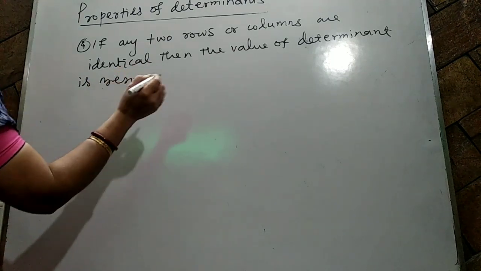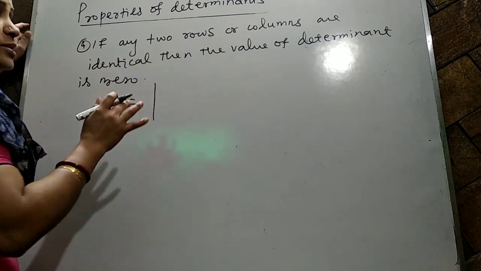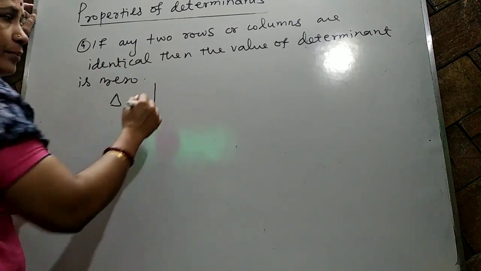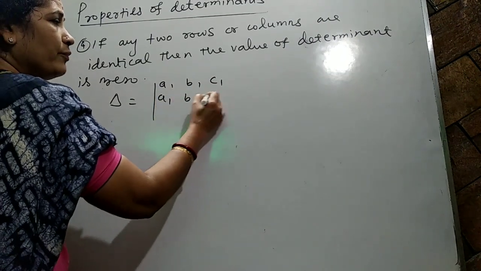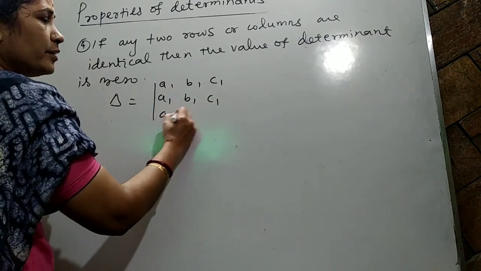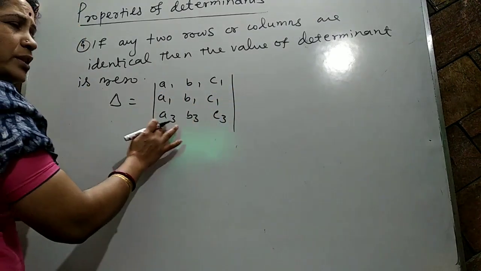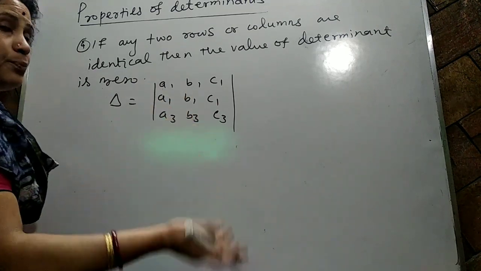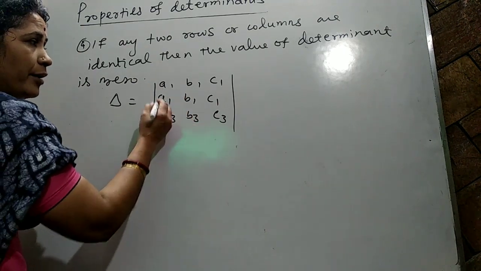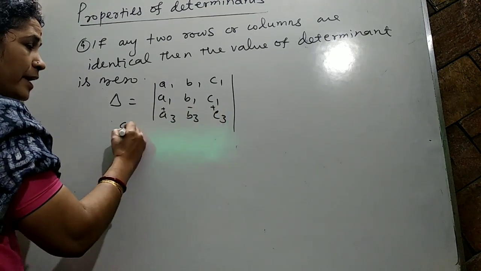Now let me prove it. Delta equal to, I'm taking delta. If any two rows or columns are identical, matlab same. See A1, B1, C1. I'm taking again A1, B1, C1. And this is A3, B3, C3. Now open this determinant with the help of R3, you will get the answer easily. Otherwise you have to simplify, then you will get 0. Plus, minus, plus: this is plus, this is minus, this is plus.